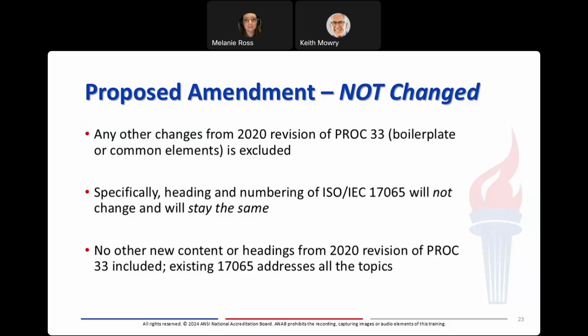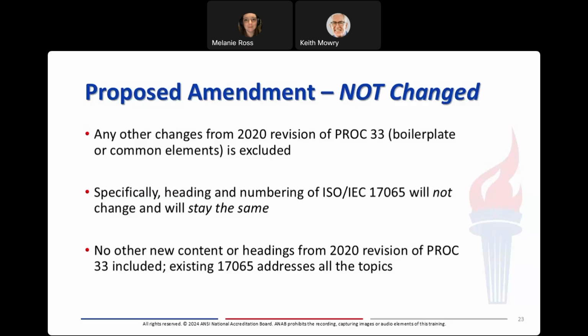Now, so we've got an amendment. These are the three areas that the amendment is suggesting be changed. Let's talk about what's not changing, right? Because in an amendment process, you are restricted to only changing what the amendment proposal has defined. The first thing that's not changing, there are no other changes from the 2020 revision of PROC 33, these common elements, that will be implemented as a result of this amendment. Any other changes in the PROC 33 common elements are excluded.